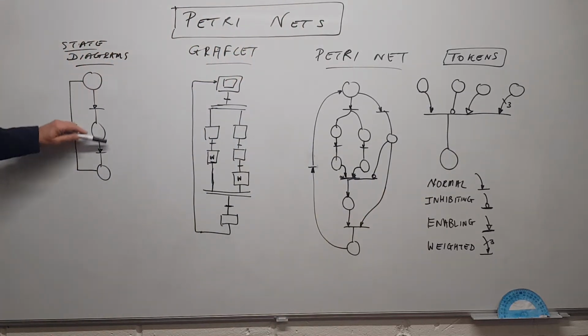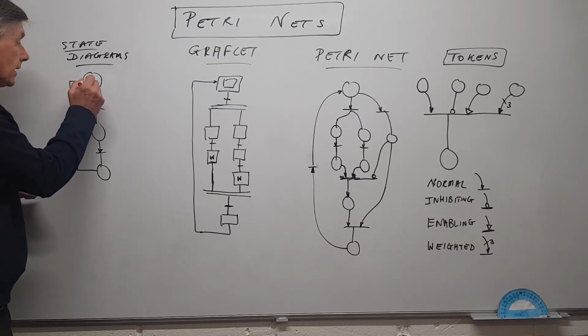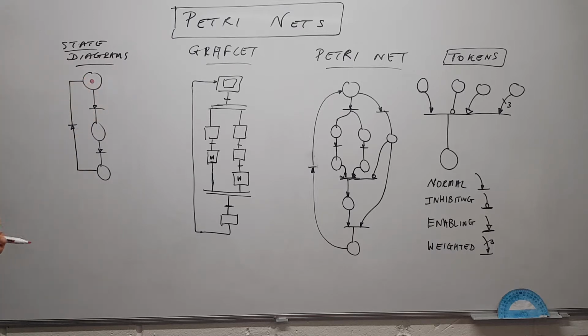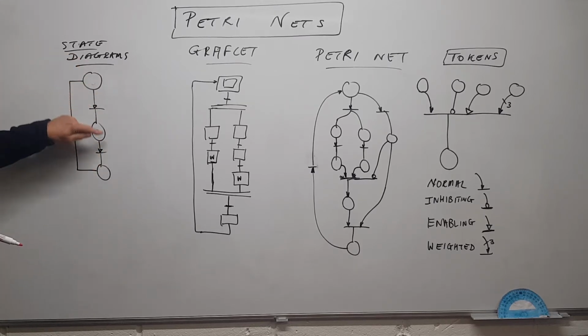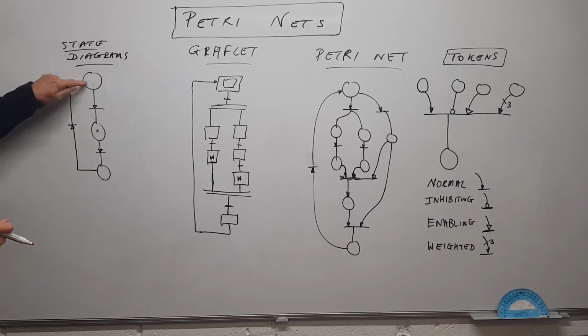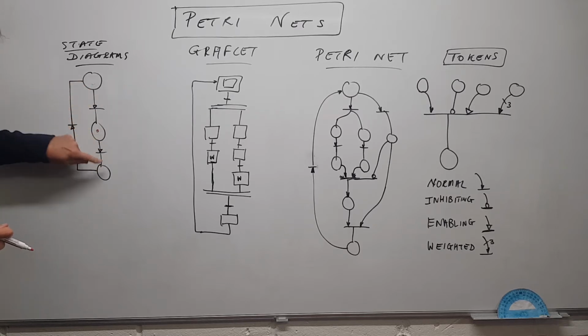In state diagrams, this is the one we looked at a few weeks ago. We have a diagram, and in this particular diagram, only one state is active. So when this transition occurs, this moves from here to here, and the dot indicates the active state. But in a state diagram, only one of these states can be active at any one time.